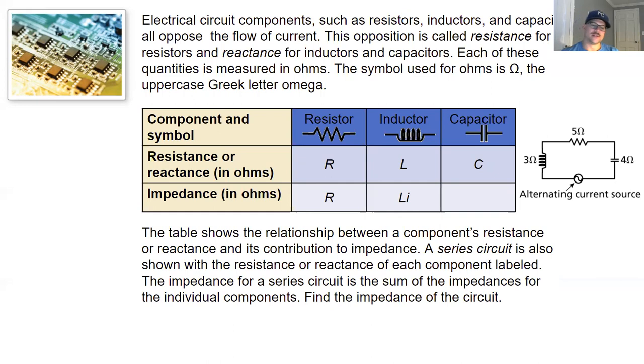A series circuit is also shown with a resistance or reactance for each component labeled. The impedance of a series circuit is the sum of the impedances of the individual components. Find the impedance of the circuit. So a lot of this is just going to be application of your imaginary units. So right now, if you look at this graph over here to the right, notice that you have 3 ohms over here with the inductor, 5 ohms up here with the resistor, and 4 ohms over here with the capacitor, and then you have an alternating current source that is kind of keeping everything moving all the way around.